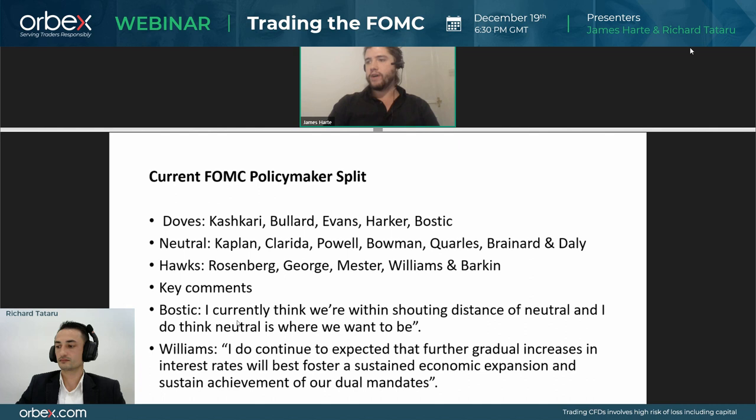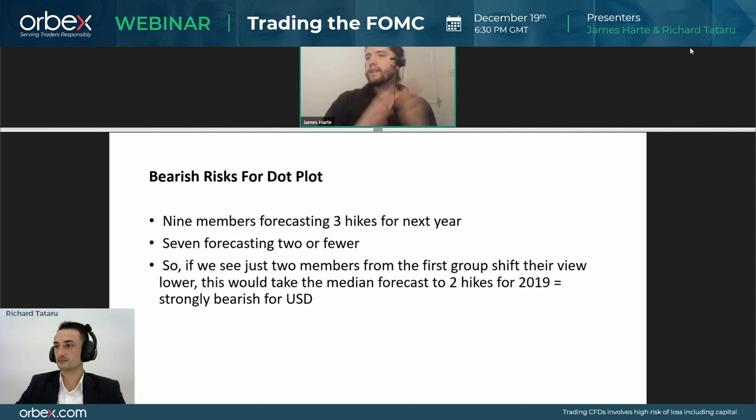So again, there is a split within the FOMC, and it's worth noting that there are bearish risks for the dot plot. We currently have 9 members forecasting 3 rate hikes for next year, and we have 7 forecasting 2 or fewer. So as you can see, it would only take 2 members from the first group to shift their view lower to reduce the median forecast to 2 rate hikes for 2019, which would be strongly bearish for the USD.